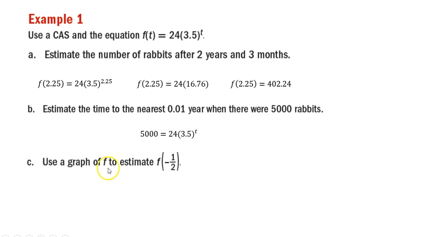And then we're going to use a graph of f to estimate the function at -1/2. In the context of the rabbits, this doesn't make any sense, because it's like going back in time half a year. But what we can do is look at what an exponential curve would look like. So I took this function, f of t equals 24 times 3.5 to the t power, and plugged it into Desmos, our graphing calculator online. And we get 24 times 3.5 to the x power. That's just what I put in for t as the variable.